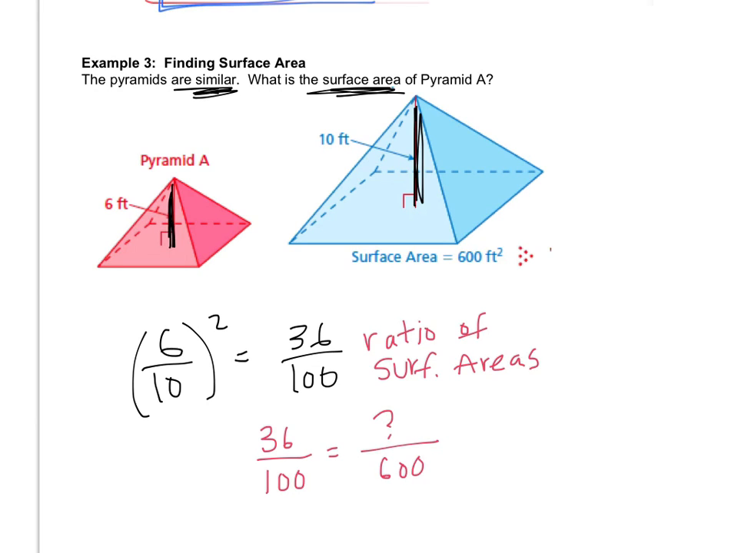So I'll just erase that question mark and put a variable, because that's what we do in mathematics. And now when you solve this, you should get that it's 216. And we're talking surface area, so we're talking about a two-dimensional measurement, so it's square feet.